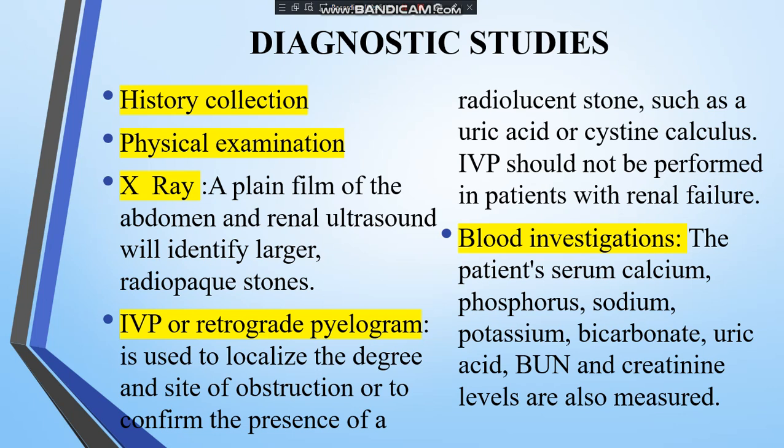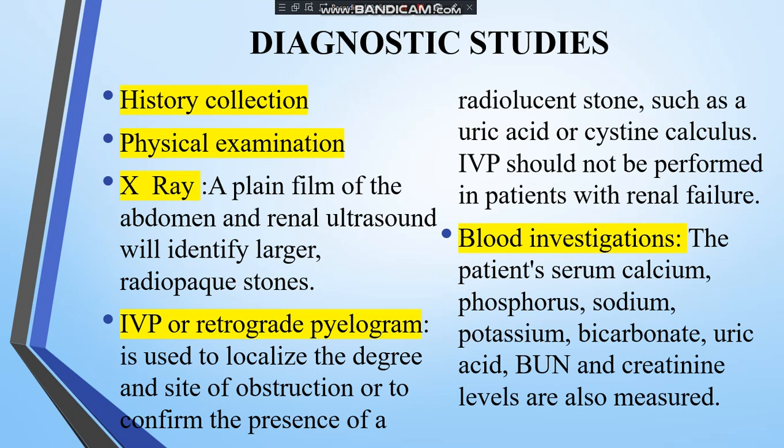Then IVP or retrograde pyelogram, that is intravenous pyelogram, is done to localize the degree and site of obstruction or to confirm the presence of a radiolucent stone. That is, if the patient has a uric acid stone or a cysteine stone, we are not able to identify it through an X-ray because it is radiolucent. So in such cases, we have to locate this kind of stone. We have to follow IVP.